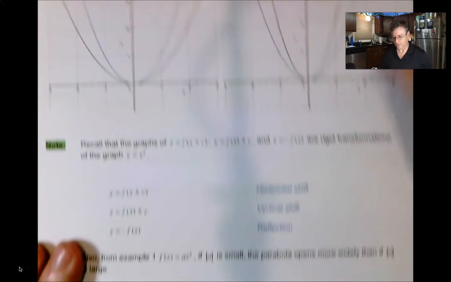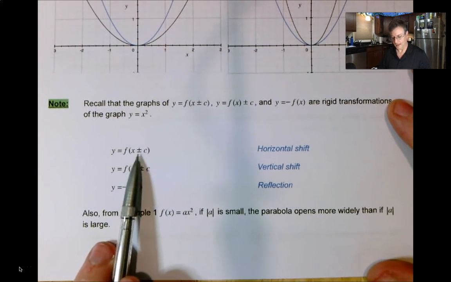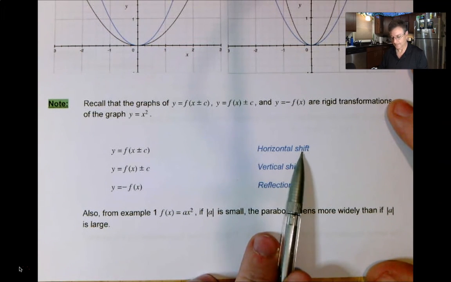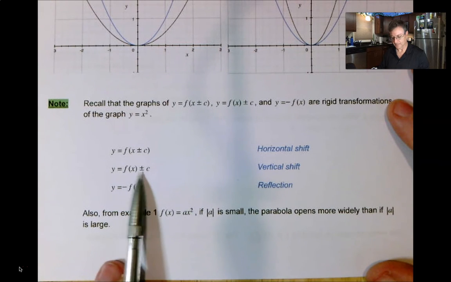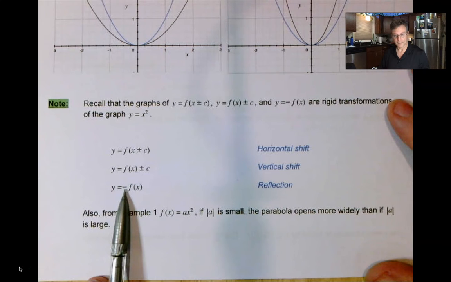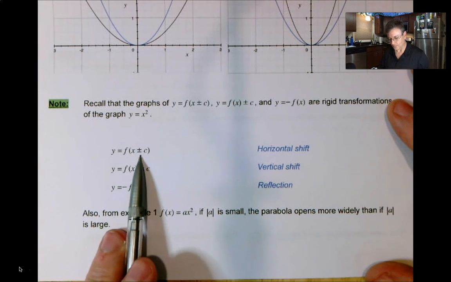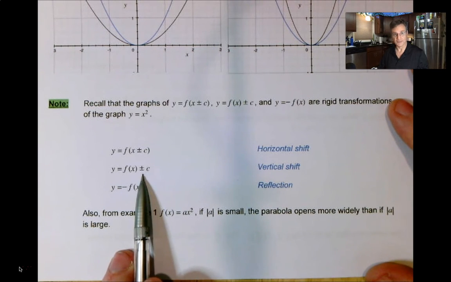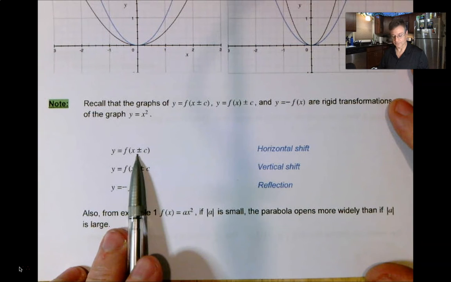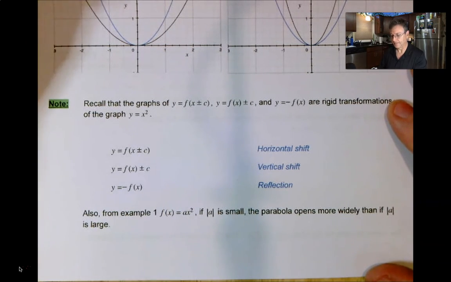All right, notes: if we add or subtract something inside of the function, that's a horizontal shift. If we add or subtract something outside of the function, that's a vertical shift. And if we put a negative out in front, that's going to be a reflection. Note that your vertical shifts are intuitive: positive goes up, negative goes down. Your horizontal shifts are counterintuitive: positives go left, negatives go right.